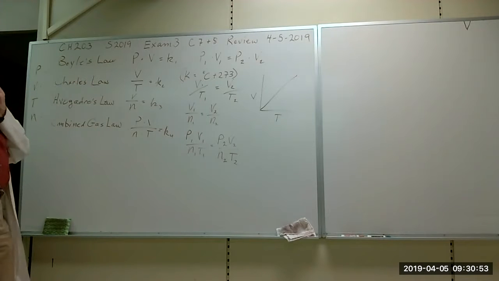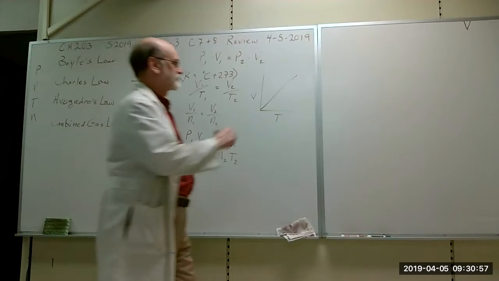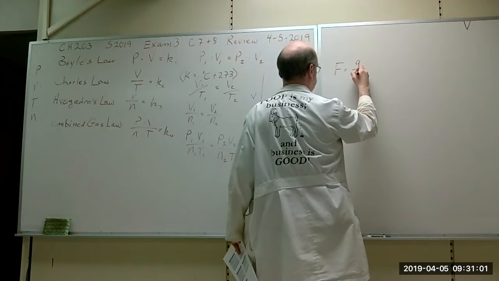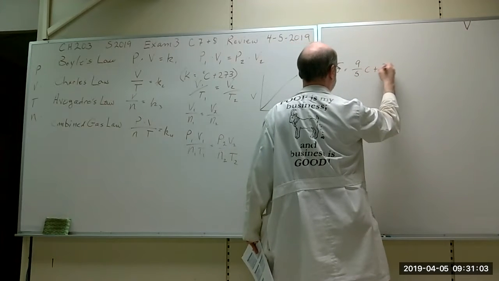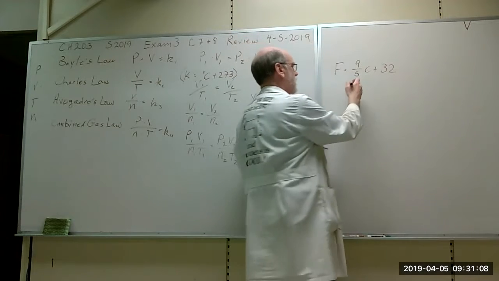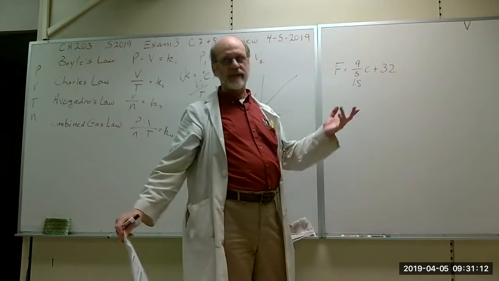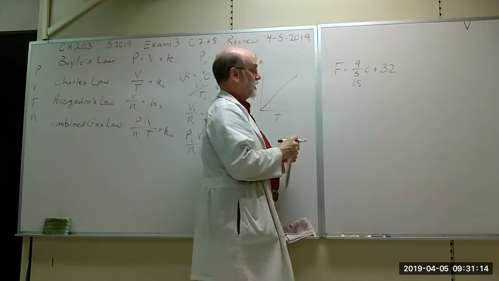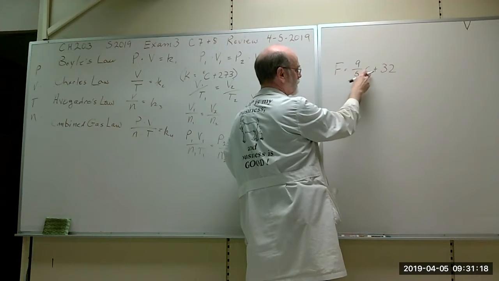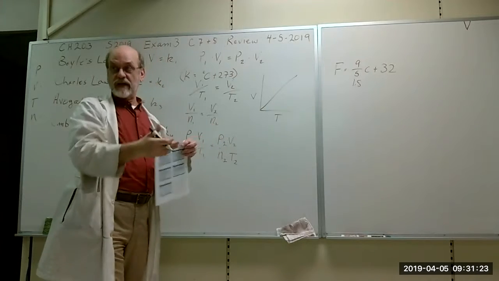Now, if it's given to you in Fahrenheit, what do you do then? Well, Fahrenheit equals 9/5 centigrade plus 32. Sometimes they change 9/5 to 1.8, same thing. But with that formula, if you're given Fahrenheit, then you can plug that in and solve for this one. Find out what centigrade is. Then you add 273 to it.